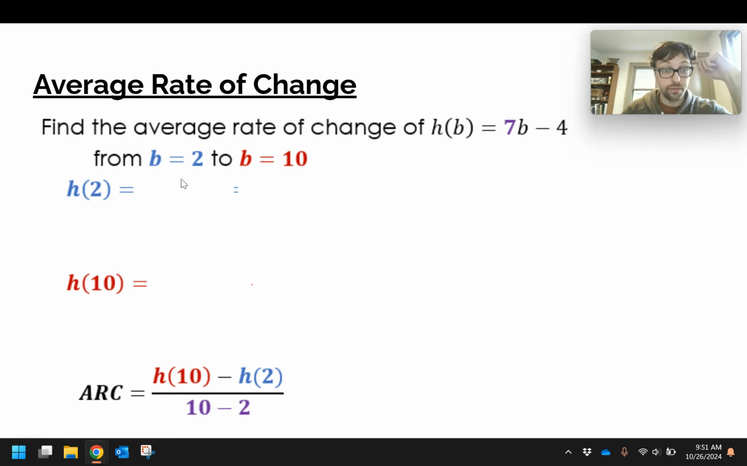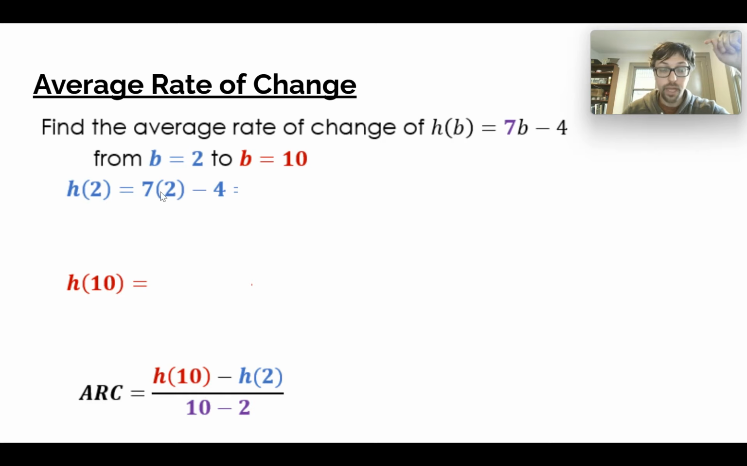So let's find out. We want to figure out what h of 2 is going to be. When b is 2, what is h of 2, and what is h of 10? I recommend finding these separately rather than plugging it directly into the average rate of change formula. So when I do 7 times 2 minus 4, plugging in that 2 for b, we get 14 minus 4, which is 10. So we know that h of 2 equals 10.